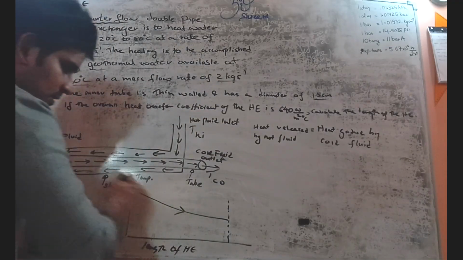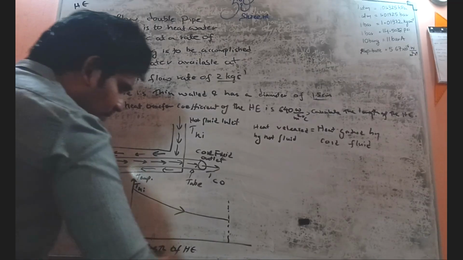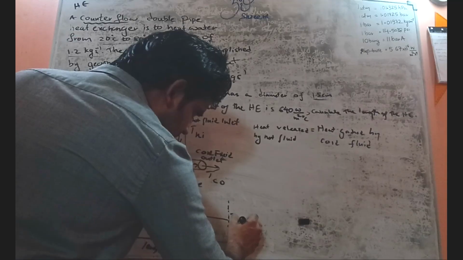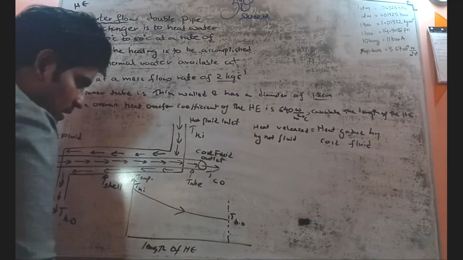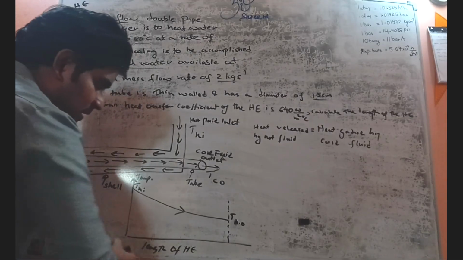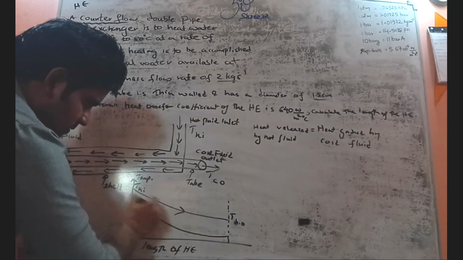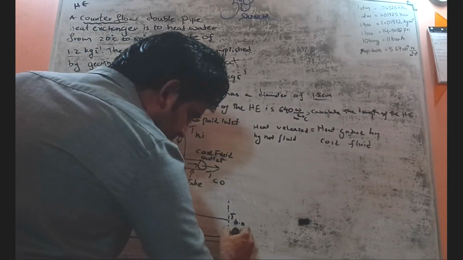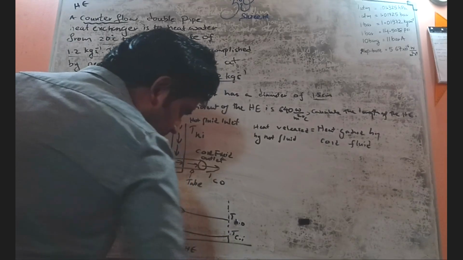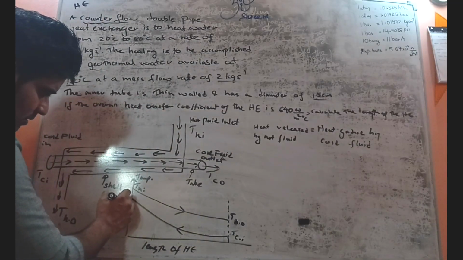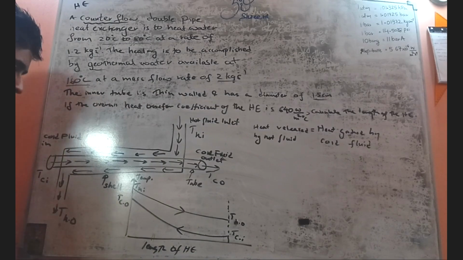All right. So this is a decreasing curve. T hot in, T hot out, right? And this is for the cold fluid. Here we have cold fluid inlet, cold fluid outlet, T cold out.